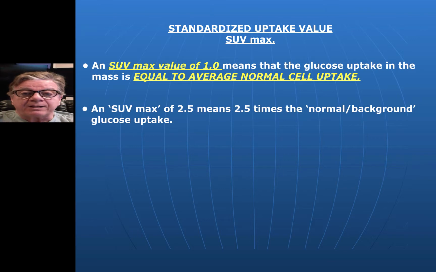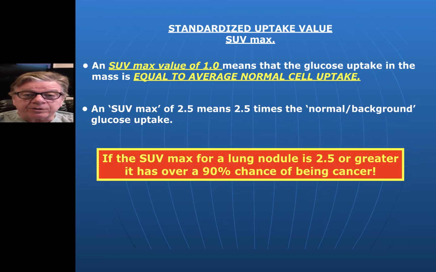Now, if we have an SUV max of 2.5, that simply means that there's 2.5 times as much glucose uptake compared to the normal background glucose uptake in the normal cells. Now it turns out if a lung nodule, a little mass, has an SUV max of 2.5 or greater, it now has over a 90% chance of being cancer. Now remember, this is just sugar, so it doesn't mean it's cancer. The only way of establishing that, as we'll see, is with a biopsy.